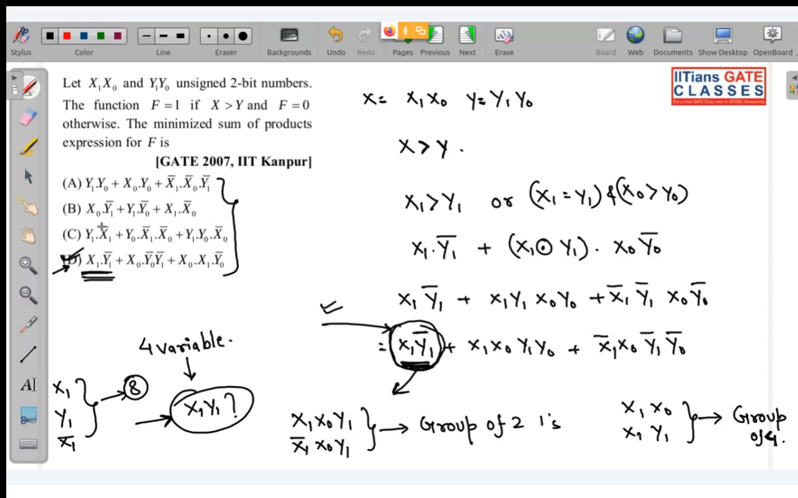Tell me, have you understood this concept or not? Did we understand this concept? Yes or no? Is this clear? If anyone has any doubt, you can ask.